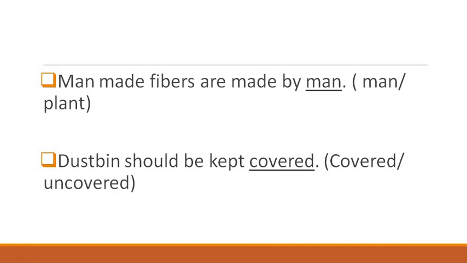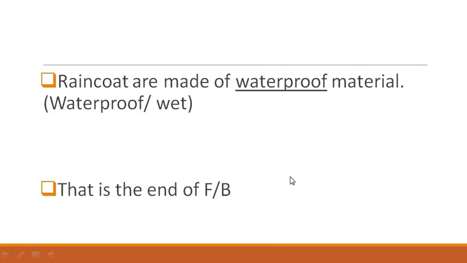So even when you place your dustbins outside your house, what happens? Sometimes the cats or the dogs enter and spread all the dust. So you should, in short, cover your dustbin. So dustbin should be kept covered. Let's move on. Raincoats are made of dash material. Waterproof or wet. Wet means something which is wet, the opposite of dry.